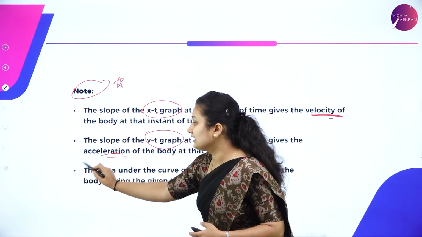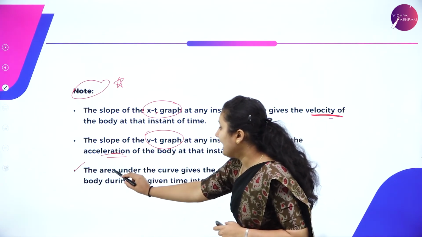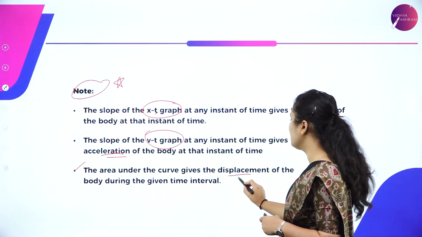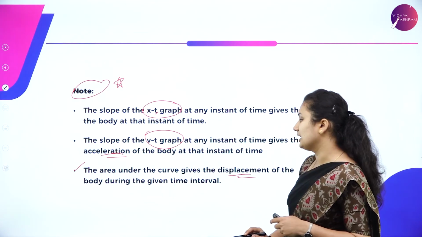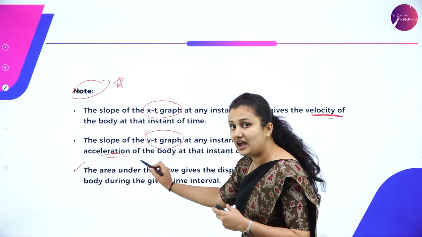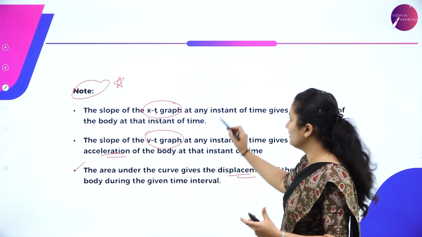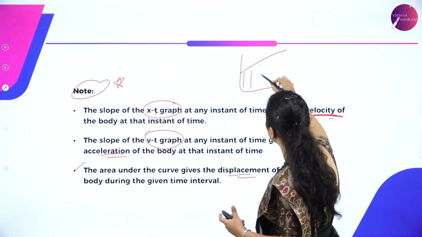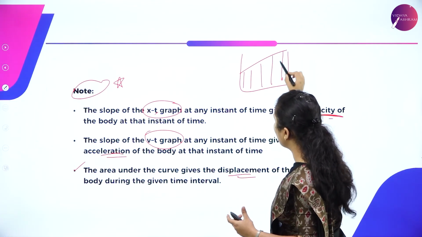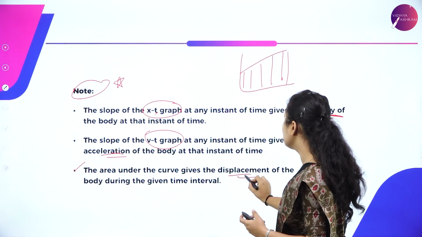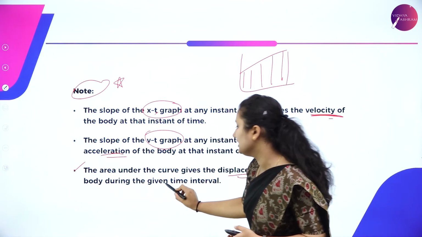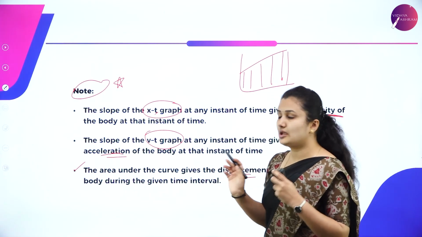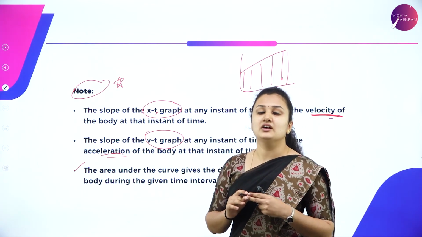So this is again an important point. The area under the curve gives the displacement of the body during the time interval. So you have a straight line. The area under this curve, up to here, gives the displacement of the body during the given time interval. So this is an important note that you have to remember.